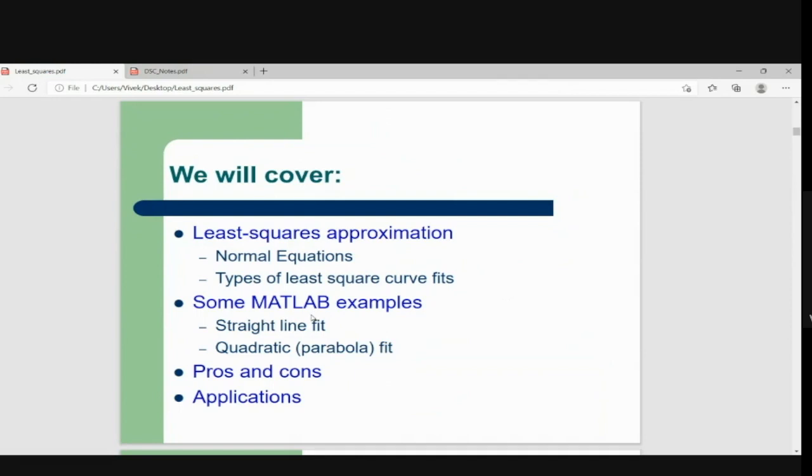Now in this talk, we are going to cover the least square approximation. In the least square approximation, we deal with the normal equation, and then we also discuss the types of least square curve fit. In the end, we'll also discuss some MATLAB examples, straight line fit, quadratic fit, and then we also discuss the pros and cons of this least square method and some of its applications.